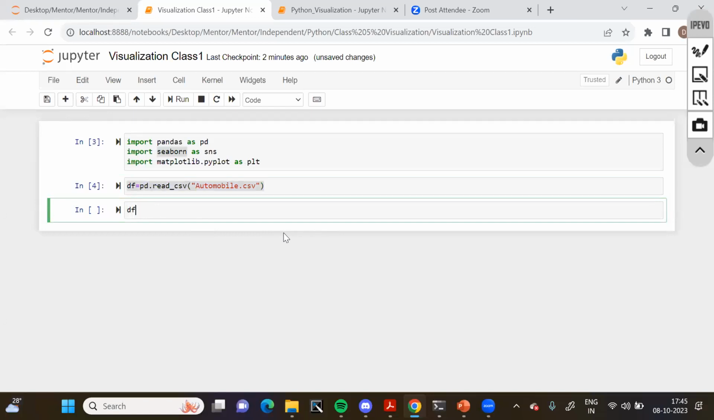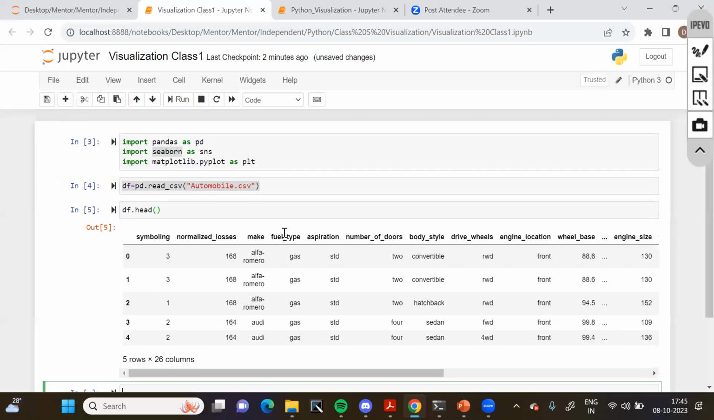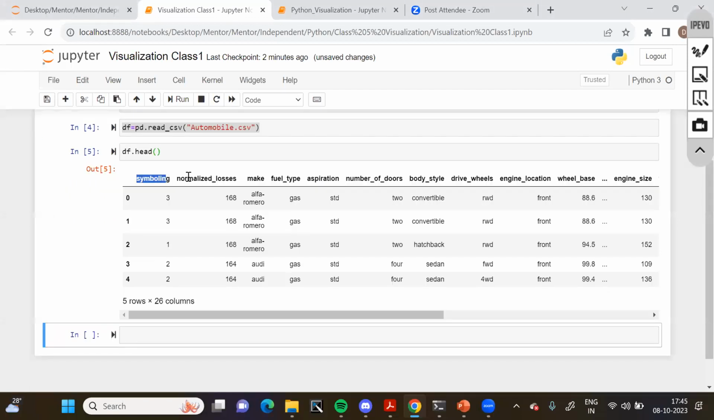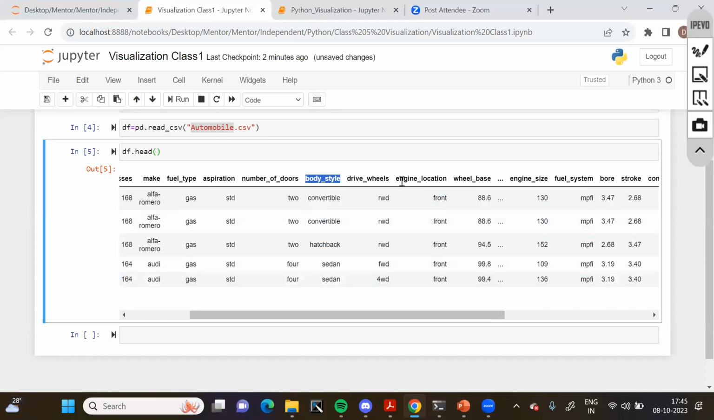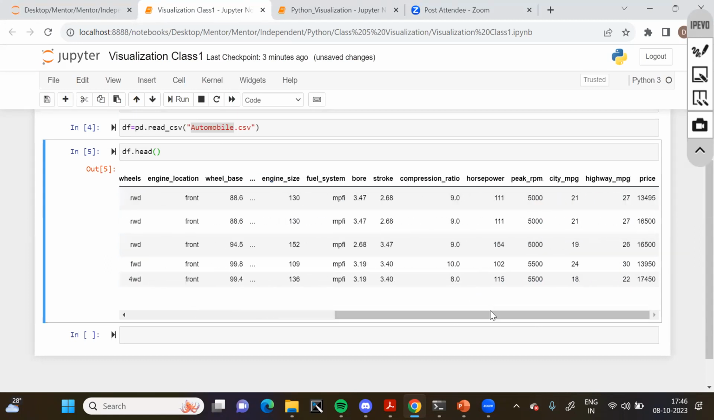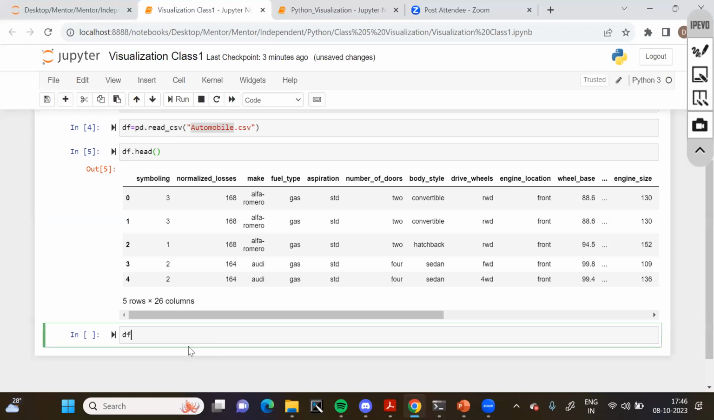Now, first thing is that whenever you load the data, just use head. What does head do? It gives the initial 5 records by default. Perfect. So 5 records are shown to us. You can see that different columns are there: normalized losses, make, fuel type, aspiration, number of doors. It is related to some automobiles. Body style: convertible, hatchback, sedan. Drive wheels, engine location, wheel base, engine size. A lot of columns. If you want to see all the columns, use this.